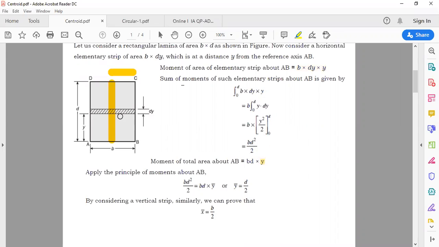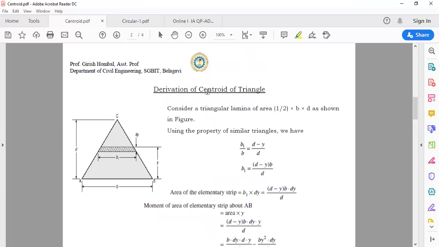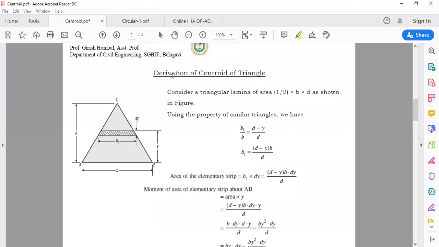So you are supposed to follow the simple steps which are stated in order to get the centroid of any geometrical figure. So this is about the derivation of centroid of rectangle. Now we shall solve centroid of triangle, and try to understand how you calculate it in the same way as you have done it for rectangle. So yes, centroid of a triangle.